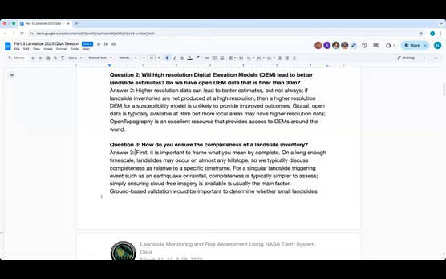I'm going to suggest reaching out to Open Topography, and I'll provide that link in the chat eventually just to make sure that's provided. Open Topography is an excellent resource maintained by the National Science Foundation that provides access to DEMs around the world, free and openly.